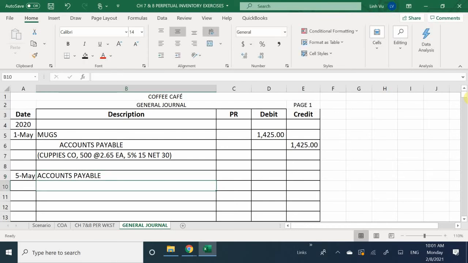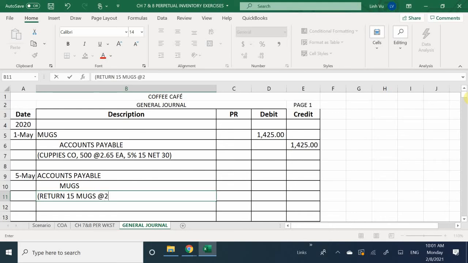How are we going to return the items under perpetual inventory? Inventory or mugs? Yes, we're going to take it directly out of our inventory because that's where we placed everything in the first place. So I'm going to put mugs. Now, how many mugs did I actually return? 15. And how much did it cost me per each mug? 2.65. Okay, for full refund.